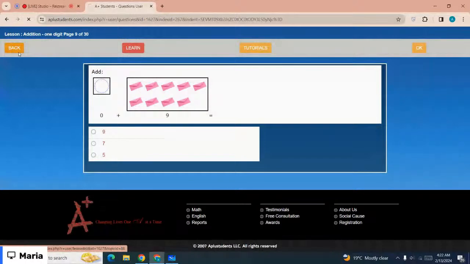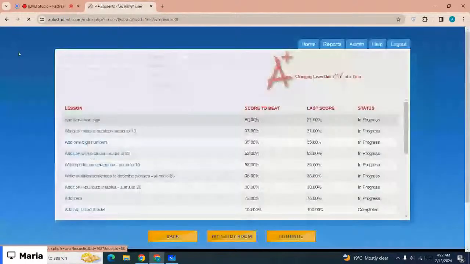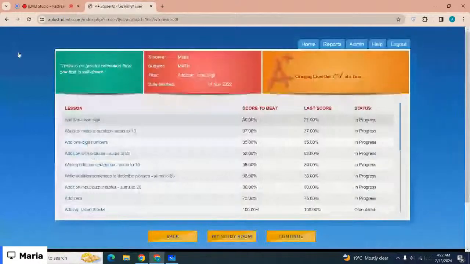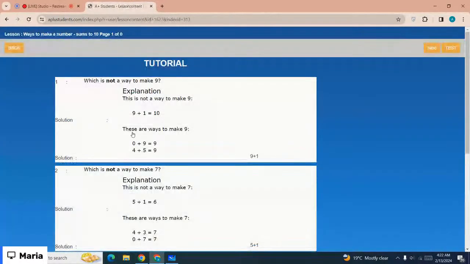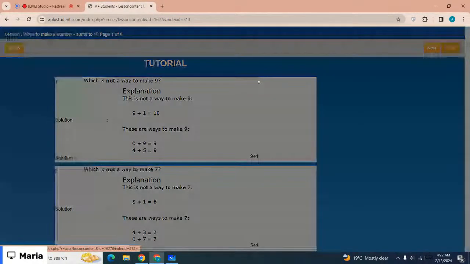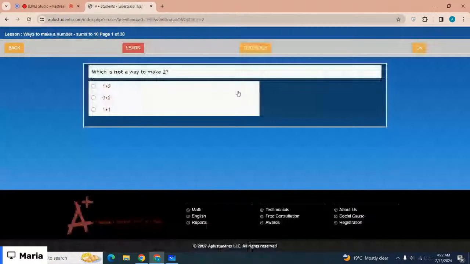And the next lesson is ways to make a number, sums to 10, right? So we are going to see how we make the numbers. Let's start with the test questions because here you're not given the options. Which is not a way to make 2, which is the correct option. You don't have to make 2, right? The correct option is the one in which you do not make 2.